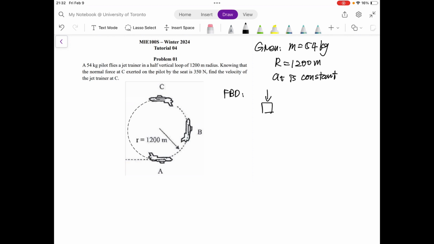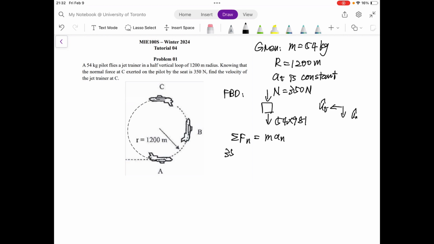It has the force from the seat, which is equal to 350 newtons, and also the gravity of itself, which is 54 times standard gravity. And we define this as the normal direction, and this as the tangential direction. So we have the sum of forces in the normal direction equal to m a normal.